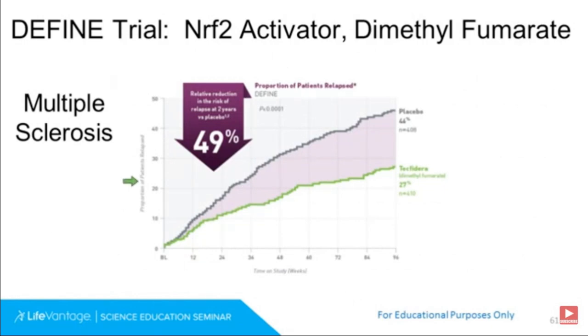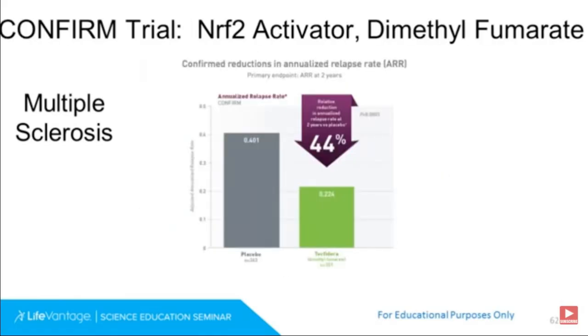They've done 2 studies with this drug that were very landmark kind of trials in MS. In this particular study called the DEFINE trial, they showed a 49% reduction in relapse rates at 2 years in the patients that were taking the drug. They then did another study called the CONFIRM trial, and in this study, they showed a 44% reduction in relapse rates at 2 years.